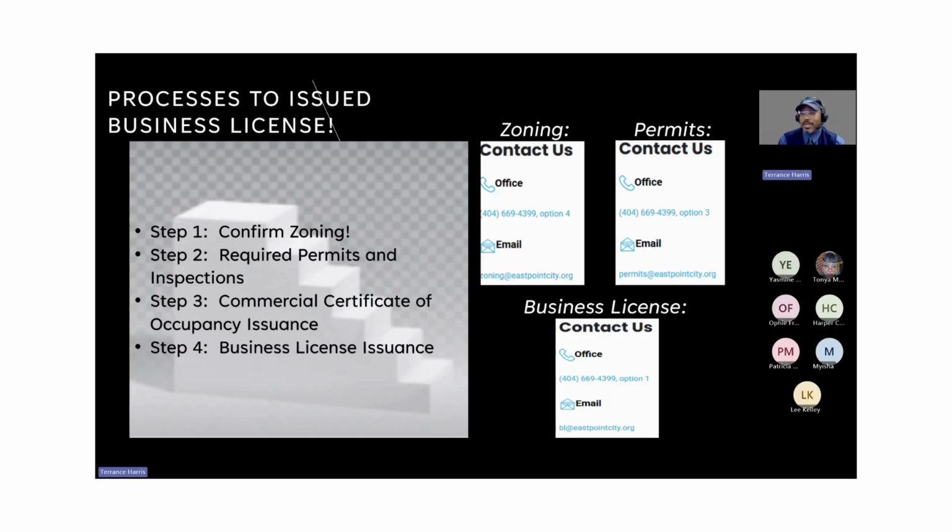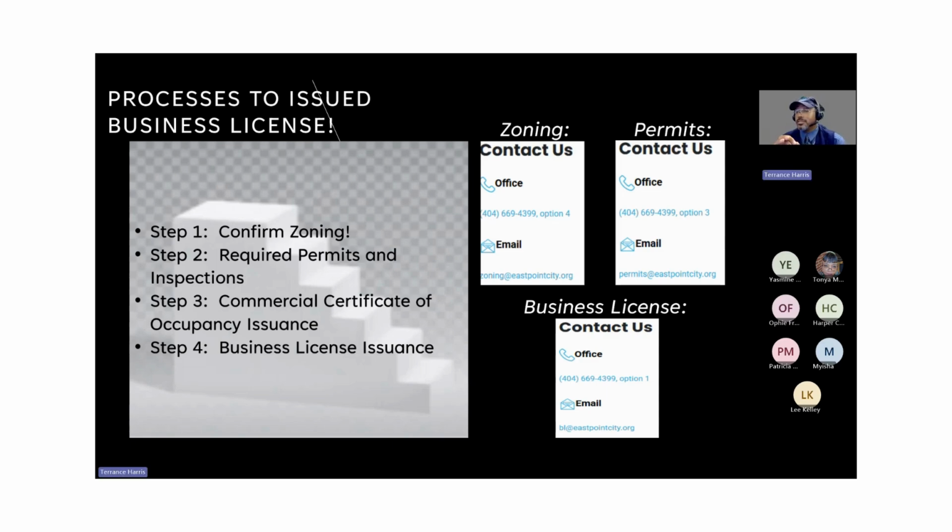She always recommends, before you do anything, reach out to our zoning department to confirm that the location that you want to do business, that type of business is allowed by zoning. If it's not allowed by zoning, everything stops. We can't do anything because the use of the land is not allowed, or the use of the structure is not allowed until it's approved by zoning. So basically, you see step one, confirm with zoning. You go onto our website, you see how you can reach out to our zoning department. You can email them at zoning@eastpointcity.org, or you can give them a call at the number and choose option 4.